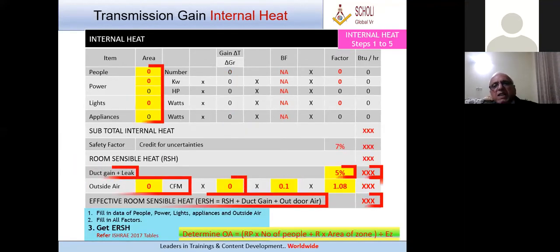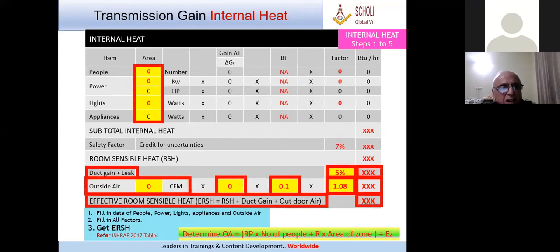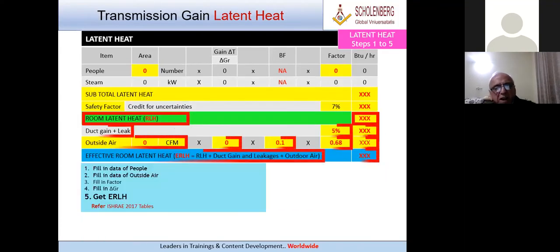So the next step is internal heat. All the elements of internal heat. We have the people, power, lights, appliances, etc. And then we get ERSH. Now all this appears to be very complicated. Determine OR. So every step is defined out here.